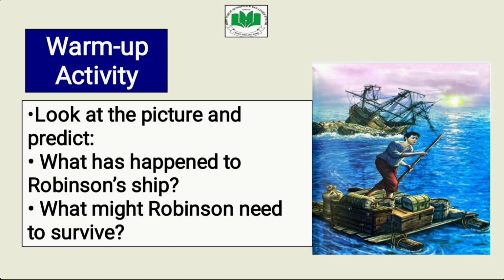Robinson Crusoe's ship has been wrecked and he is now stranded at sea. He has managed to build a small raft using the things he could find. To survive, Robinson Crusoe will need fresh water, food, shelter, and basic tools. He will also need to stay calm, think wisely before doing anything, and use the resources around him. What do you think he will do next to survive on this island? Write your answer on a sticky note.